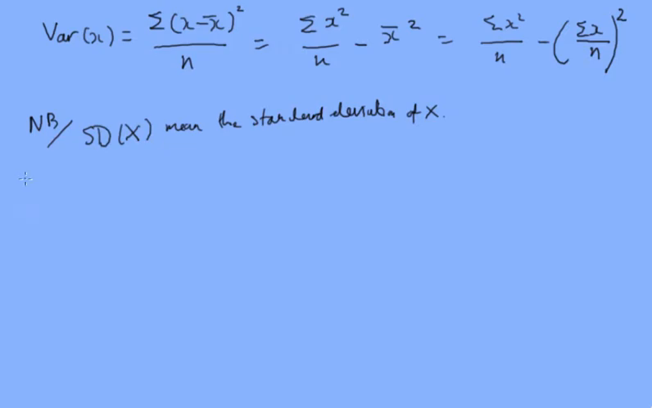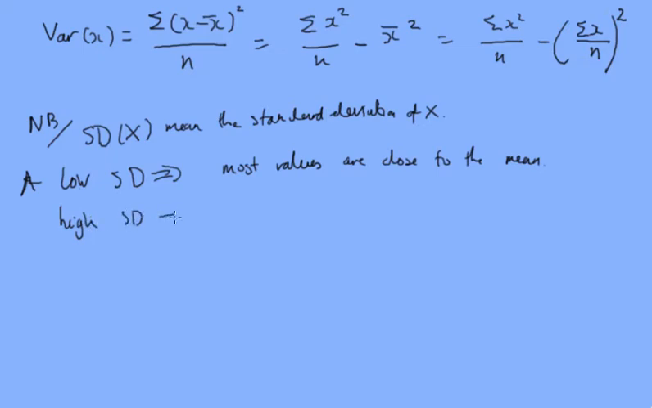Now, what is the standard deviation? What does it mean? A low standard deviation indicates that most values are close to the mean. And a high standard deviation means values are more widely spread from the mean.